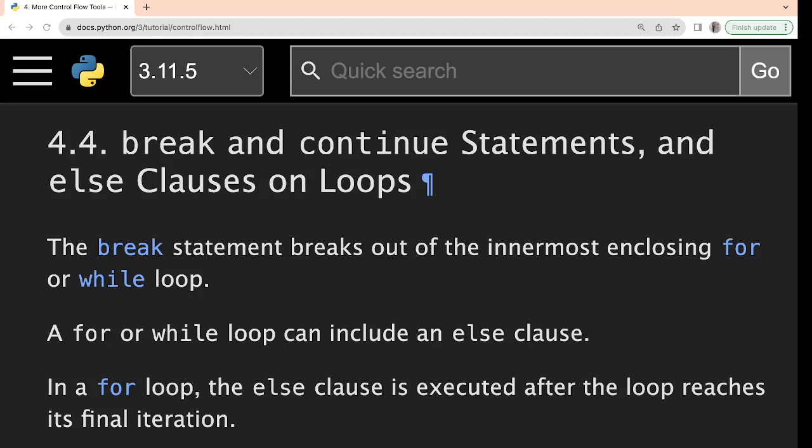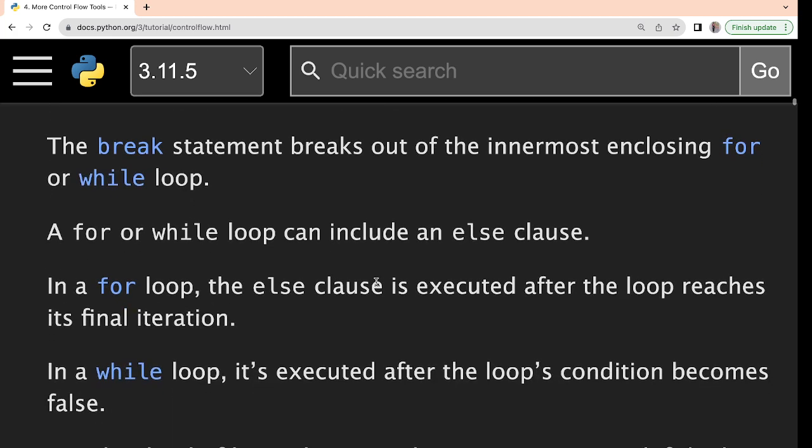Hello everyone. In this lecture, we are going to study break and continue statements. Along with that, we will also see else clauses which are used in loops. Okay. So this is 4.4. We are studying the subunits. Till 4.3, already the topics are covered. You can go and watch those videos.